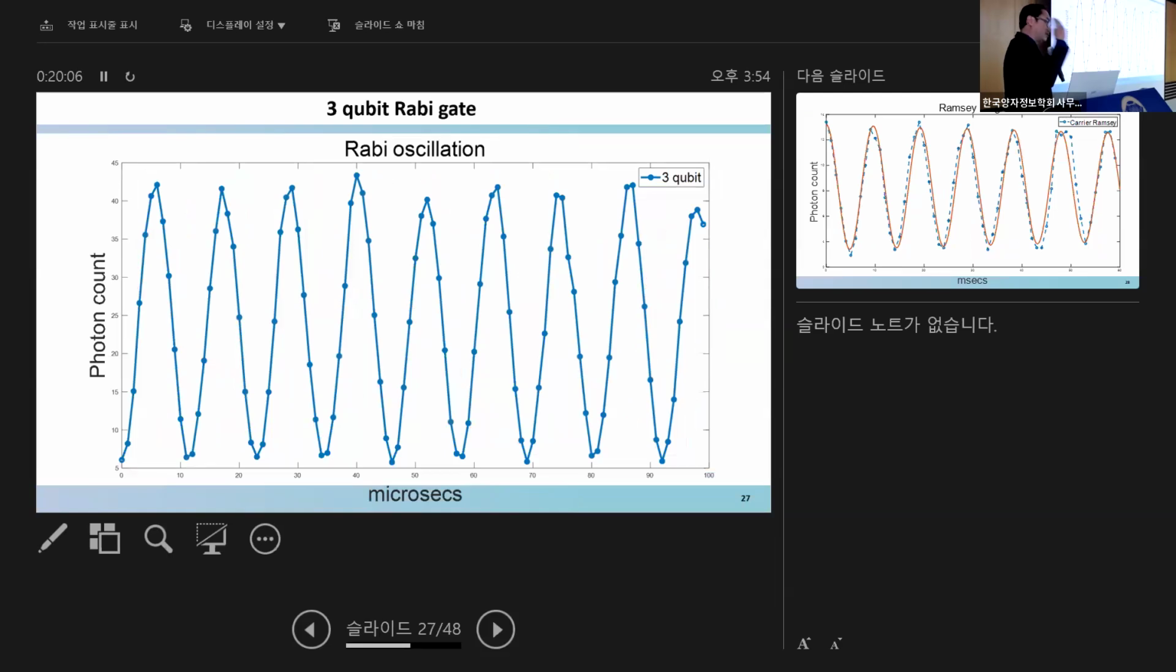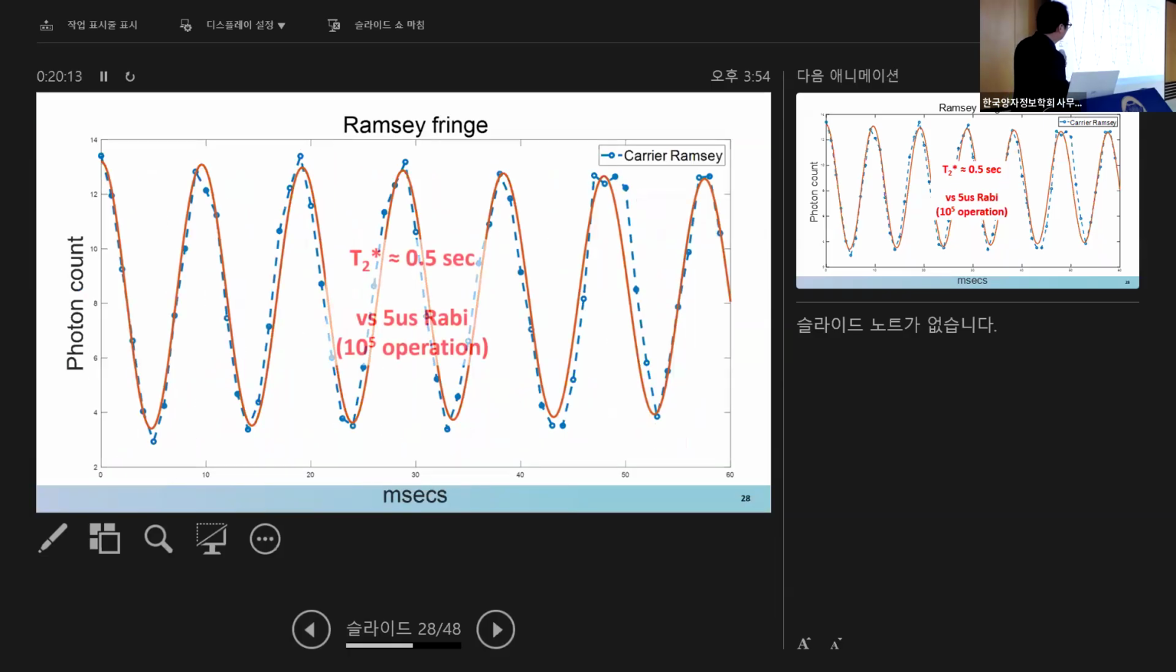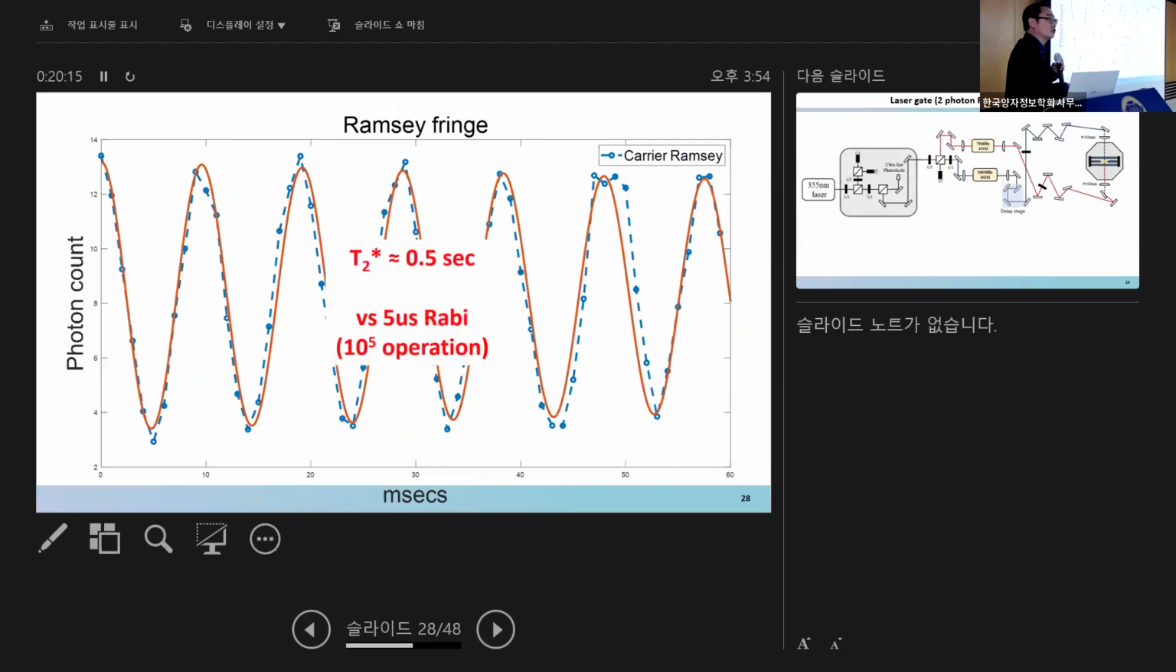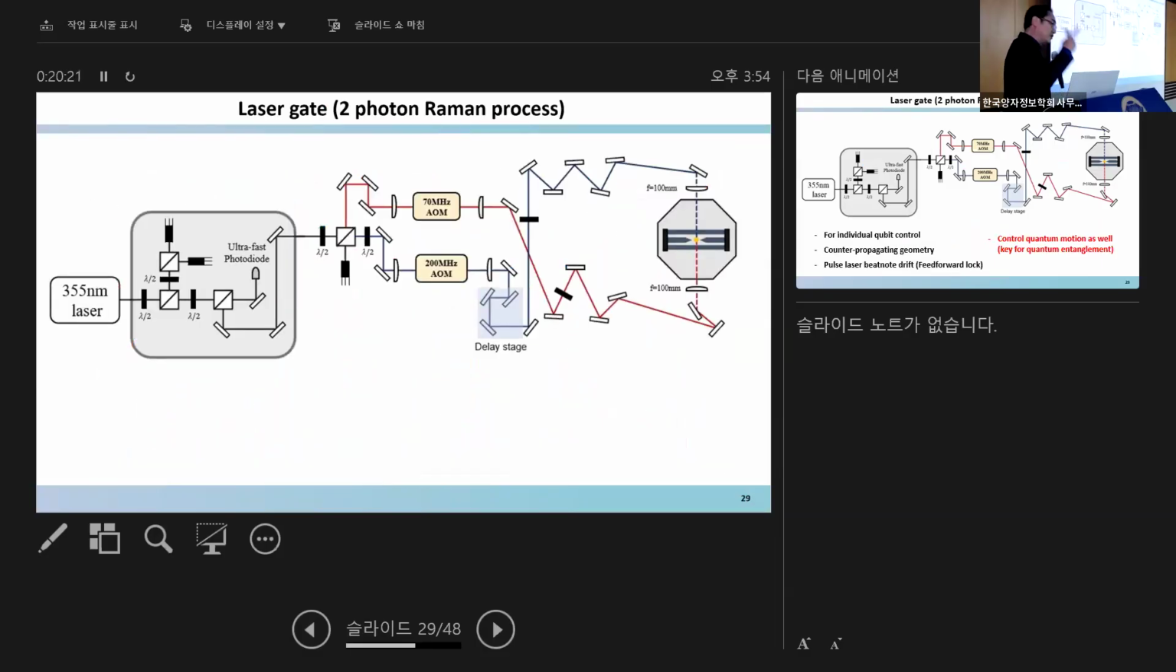So if we apply just a microwave pulse, all the qubits rotate at the same rate. So we see 3-qubit Rabi oscillation. With the Ramsey measurement, we get half a second T2*, even if we didn't do anything, we just trap and apply a microwave pulse. That's very nice.